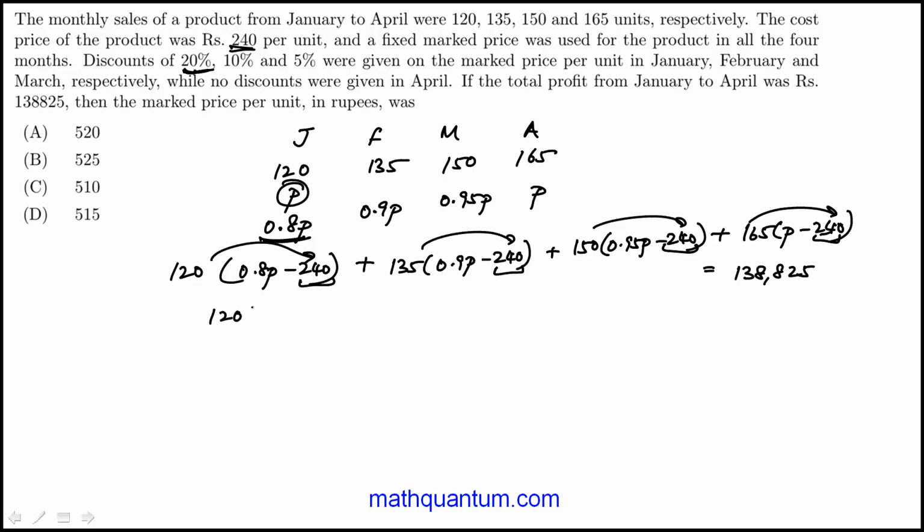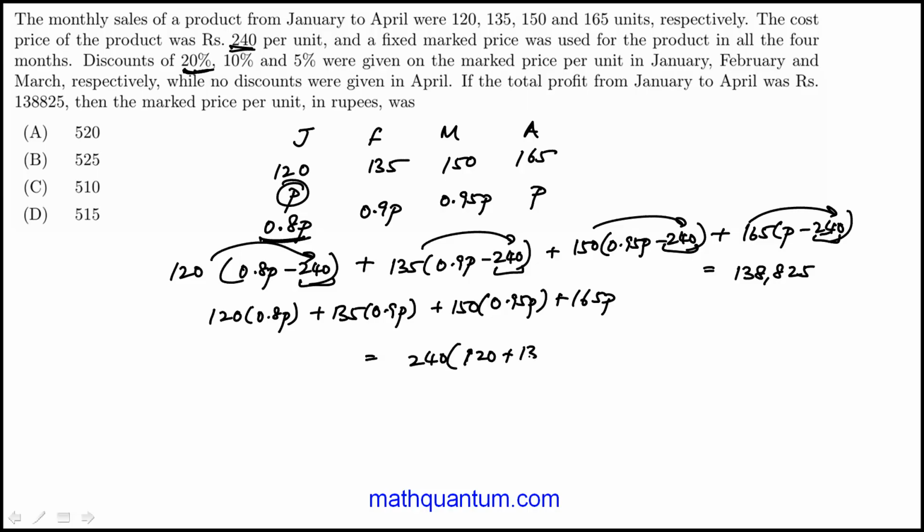So if I were to rewrite this, again, my goal is to reduce the computation work. So I may not write down exactly all these steps in the exam. But once we move it to the other side, 240 factors out, and we'll have 120 plus 135 plus 150 plus 165. So we can add those first and then multiply it by 240 to kind of reduce the amount of work.